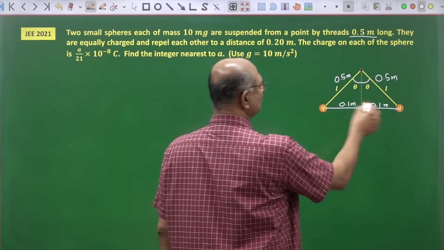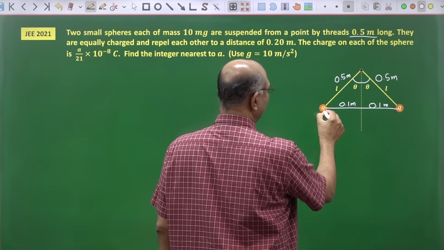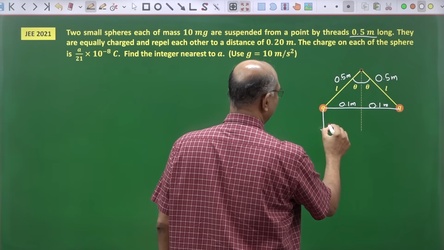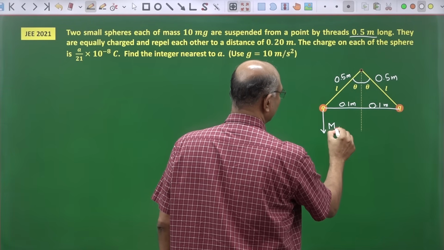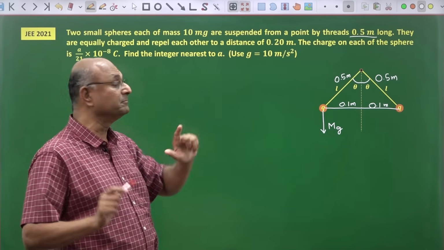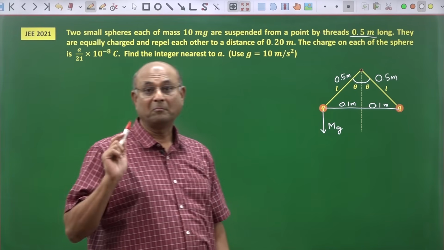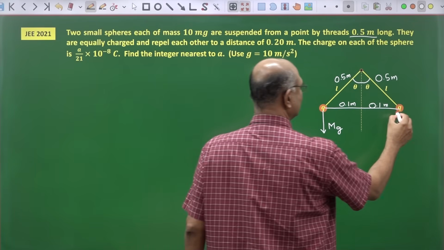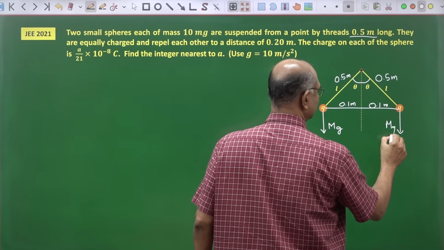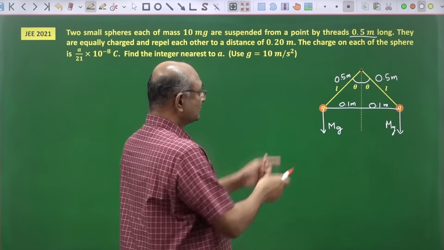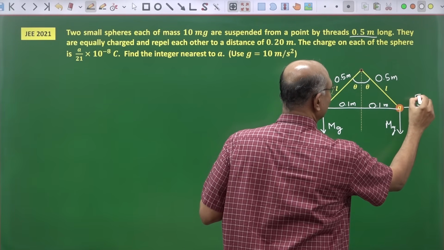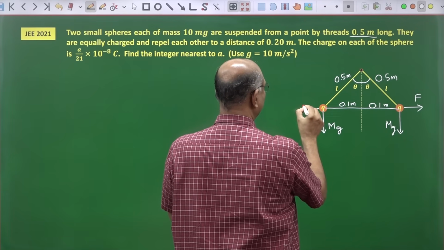Now you know that these two are going to have a gravitational force pulling them down like this. So this will be mg. I'm using capital M because here this mg is milligram, and this is mass into g. So this also has mg force, gravitational force. And of course, this is going to repel that with a force F, and that is going to repel this with a force F.